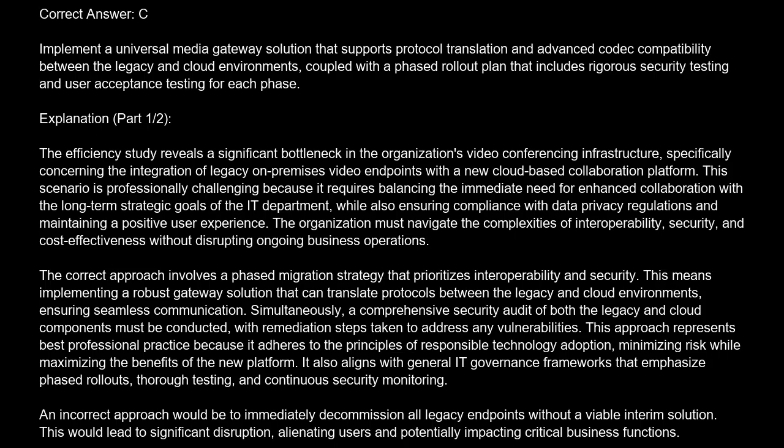The correct approach involves a phased migration strategy that prioritizes interoperability and security. This means implementing a robust gateway solution that can translate protocols between the legacy and cloud environments, ensuring seamless communication. Simultaneously, a comprehensive security audit of both the legacy and cloud components must be conducted, with remediation steps taken to address any vulnerabilities. This approach represents best professional practice because it adheres to the principles of responsible technology adoption, minimizing risk while maximizing the benefits of the new platform. It also aligns with general IT governance frameworks that emphasize phased rollouts, thorough testing, and continuous security monitoring.